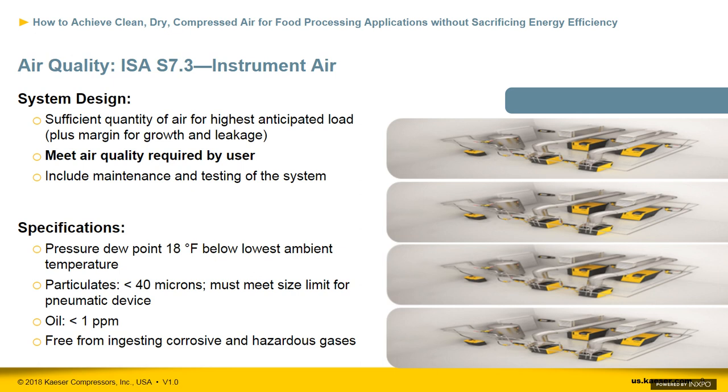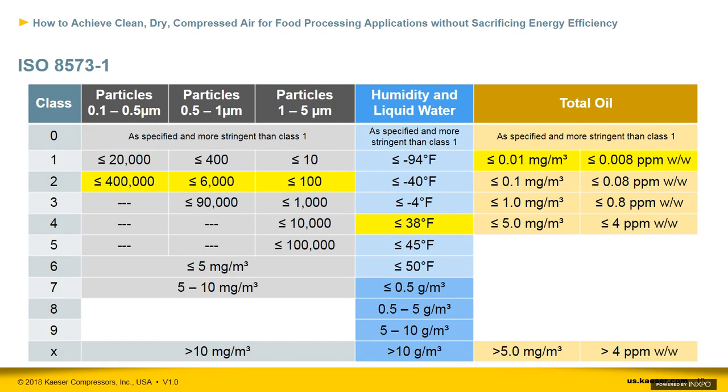ISA S7.3 describes instrument air in terms of system design and specifications, but it's still rather broad, as it does not prescribe specific levels of air quality. Note that the air quality must meet the requirements of the user. So the burden is on the user to understand and be aware of the requirements needed for their application. This is similar to what's happening in the food industry. Sorry about that slide there. It looks like the picture was truncated.